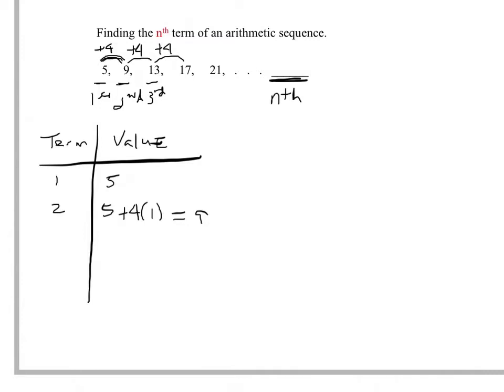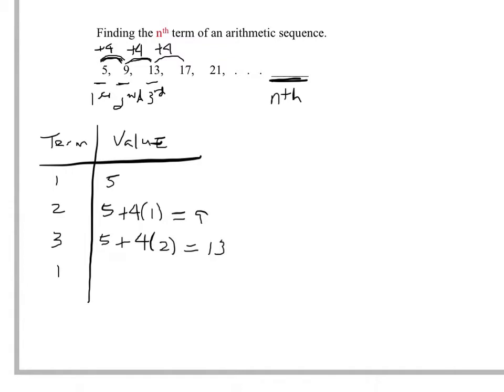Okay, now what about the third term? The third term, well, we start at the first term, which is 5, and we add 4 how many times? Well, to get to that second term, we added 4 one time, so now we add 4 2 times. Let's check and see if that's right. 4 times 2 is 8, plus 5 is 13. And yep, that works to get us to the third term.